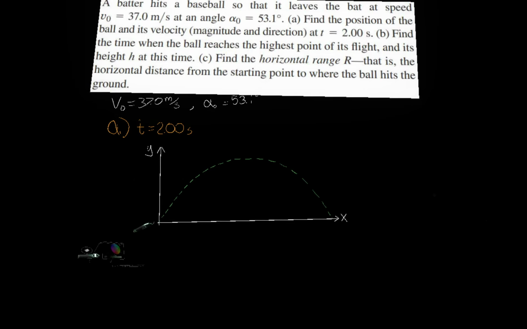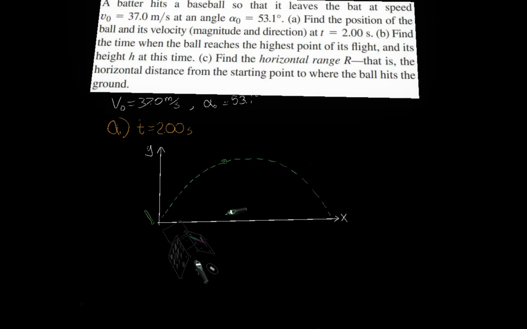So this is the bat. And he just swung, and the baseball, I don't know, I can't draw a baseball very specifically. There's a baseball, and it's going and going, right?